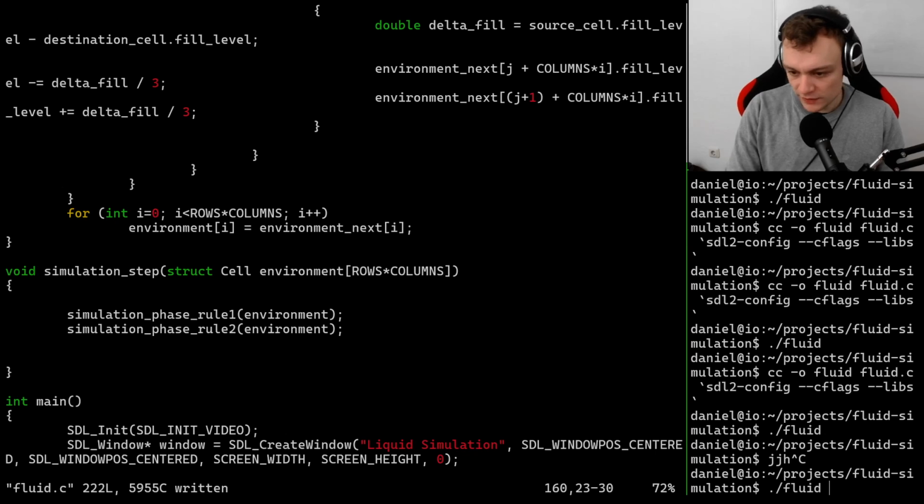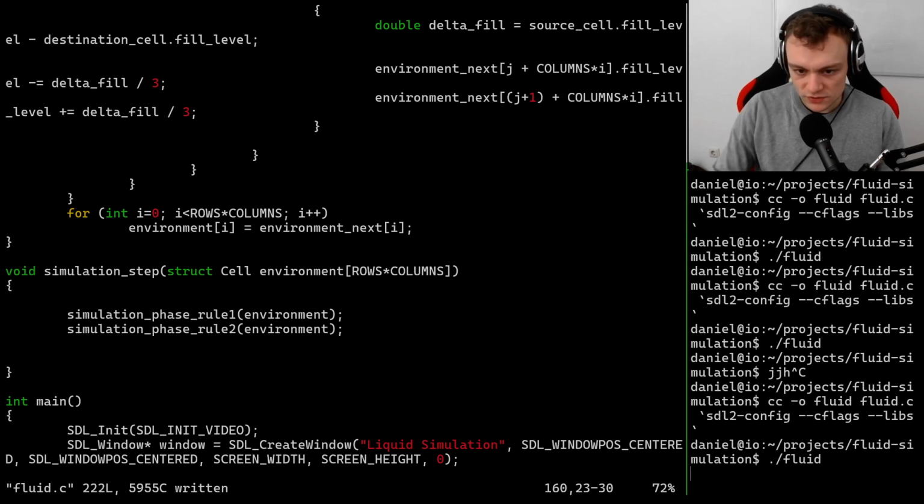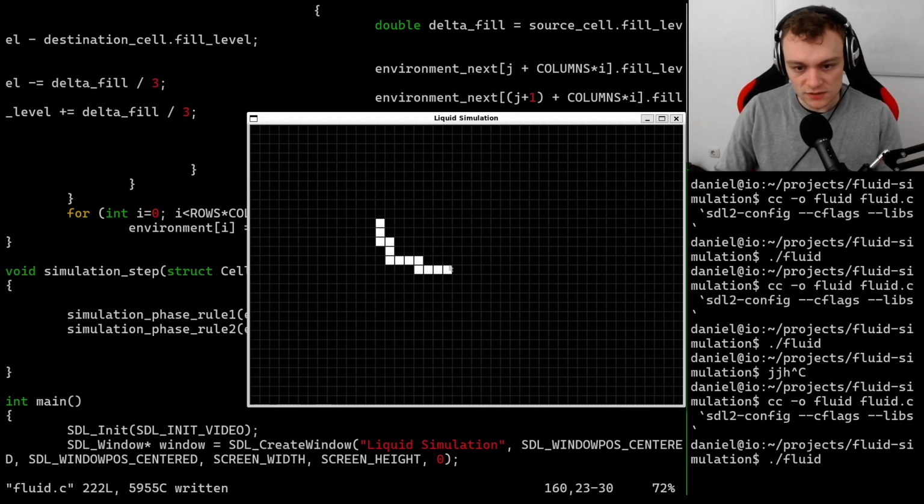So let's compile the code and see if it still works. It should act just as if it was unchanged. And it's looking fine. Is it looking fine? I'm not sure. Yes, we do have some overflows, so that is good.